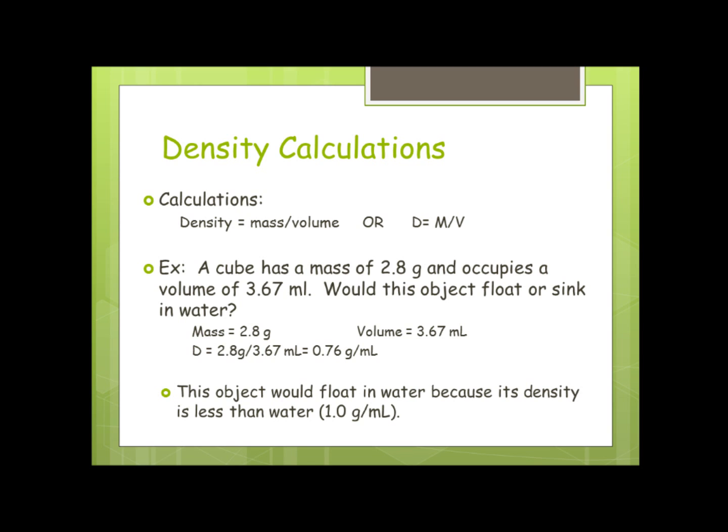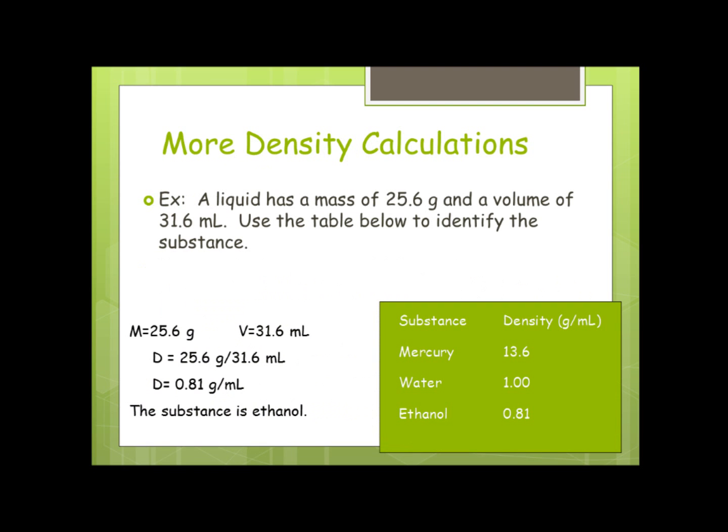Okay? So hopefully that makes a little bit of sense to you. All right, here's one more example on density, and then we're going to talk about chemical changes or chemical properties. So this example says a liquid has a mass of 25.6 grams and a volume of 31.6 milliliters. Use the table below to identify the substance.